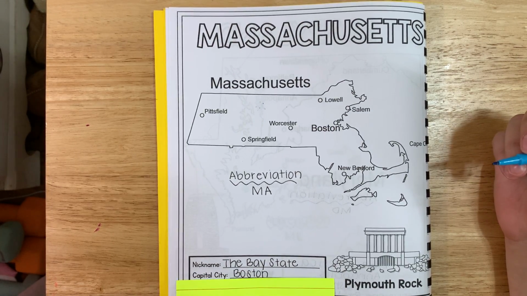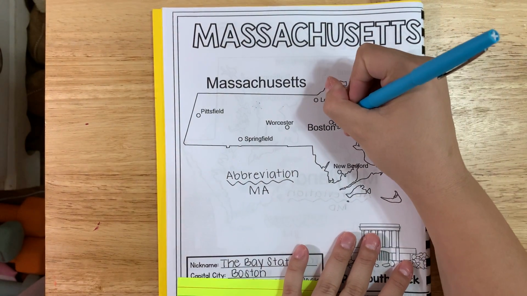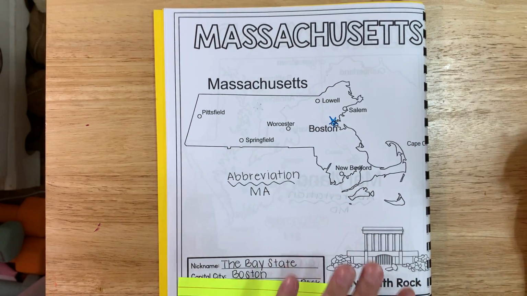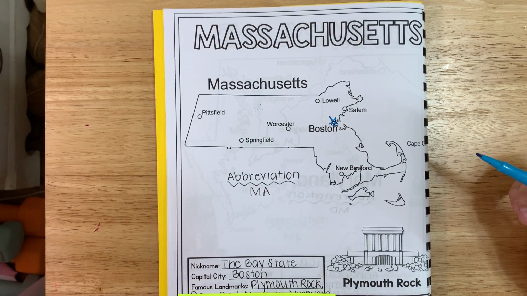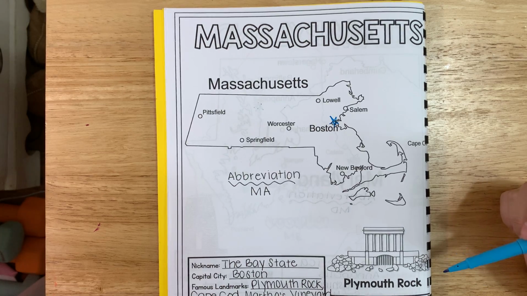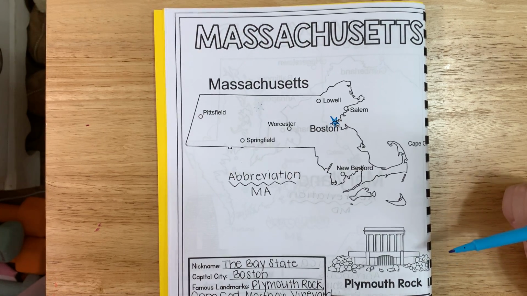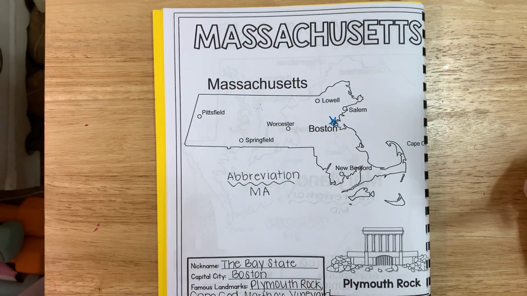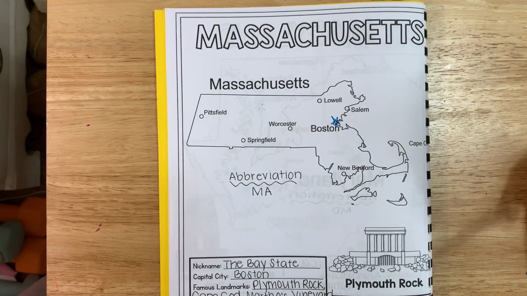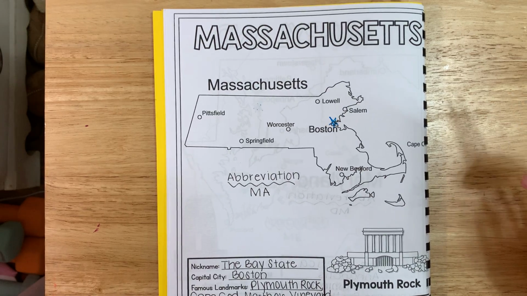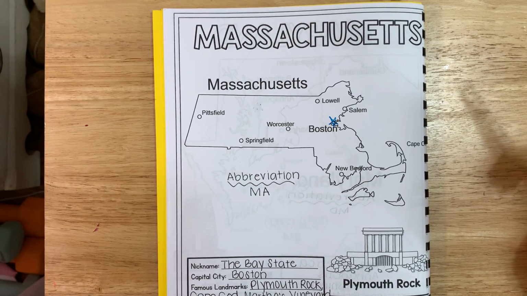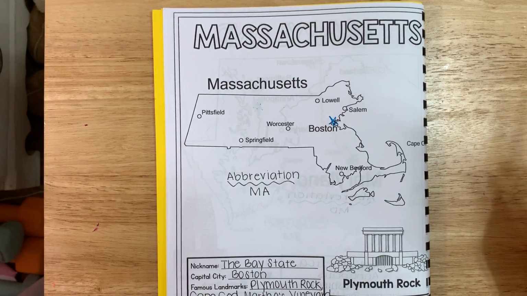And the capital city is Boston. So we're going to put a star on Boston to show that is our capital. And then we have some famous landmarks. So we have Plymouth Rock, which is super cool to see if you ever get a chance. And then we have Cape Cod and Martha's Vineyard, popular tourist attractions in Massachusetts. Again, there's plenty to look at and plenty to see in Mass. These are just some of the bigger ones.